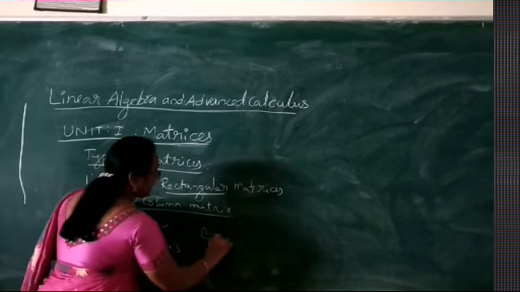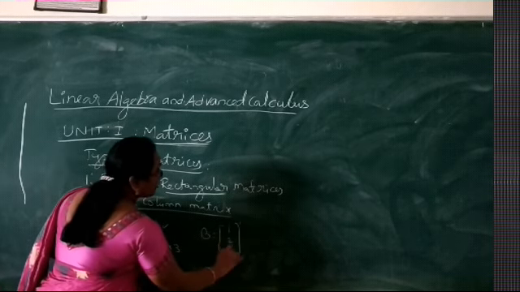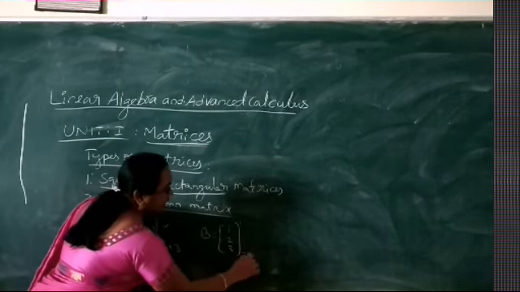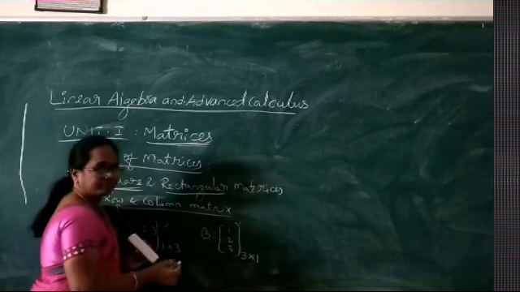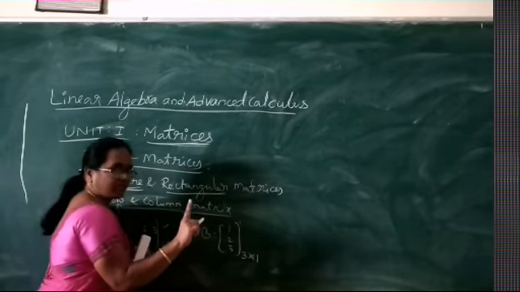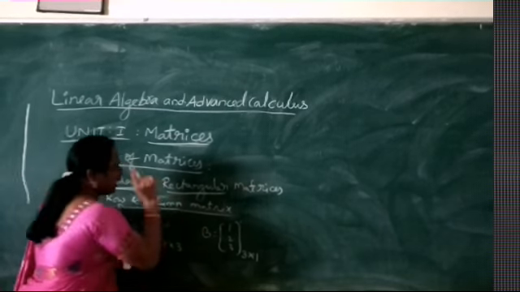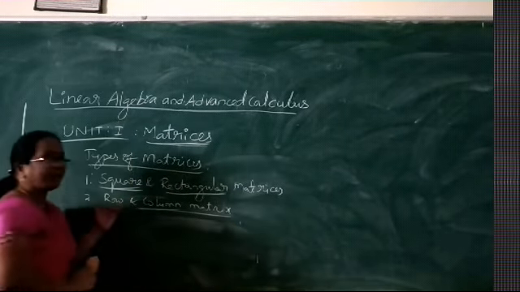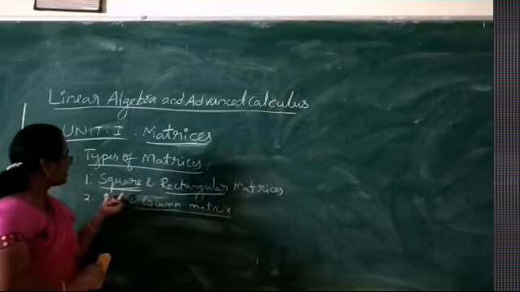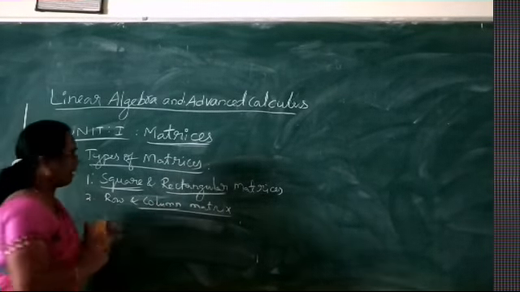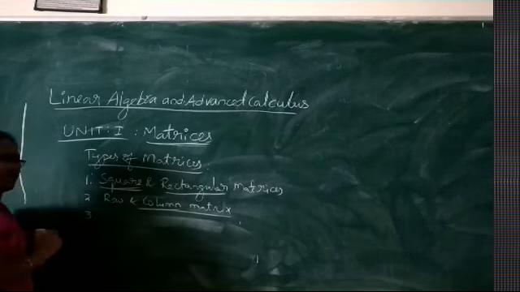Similarly, suppose a matrix has only one column. So, what is the order of this matrix? We have 3 rows and 1 column. So, we may have any number of rows, but if the column number is only 1, we say that it is a column matrix. So, what is a row and column matrix? A matrix having only one row is a row matrix. A matrix having only one column is a column matrix. Now let us see the third type.